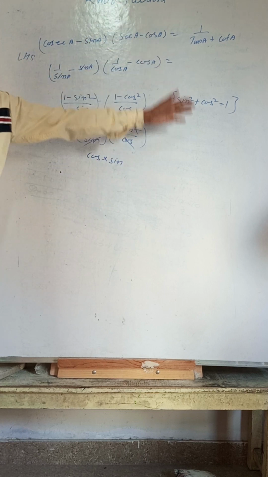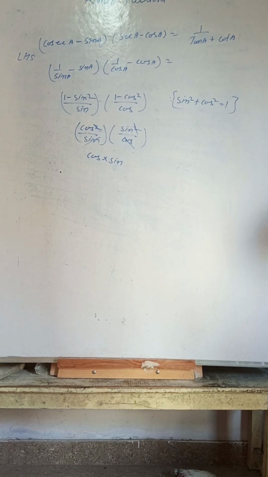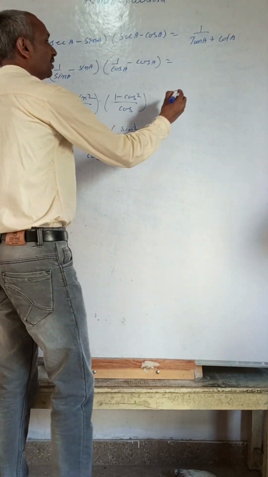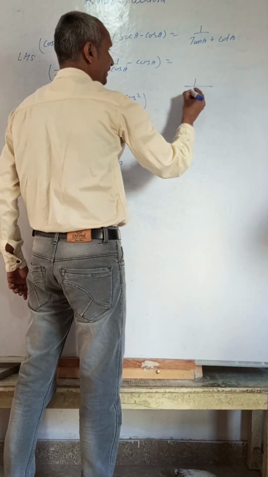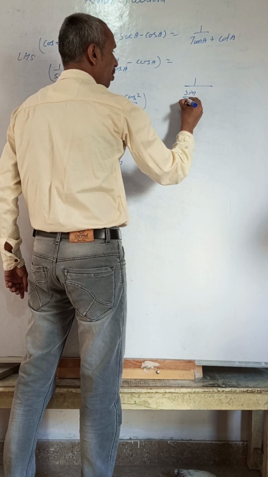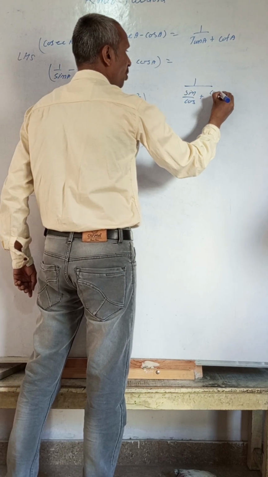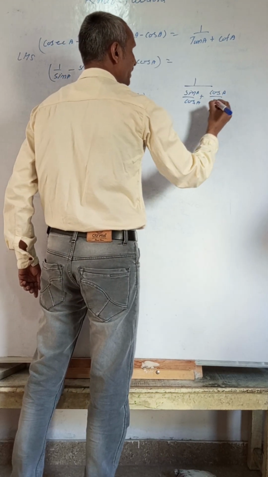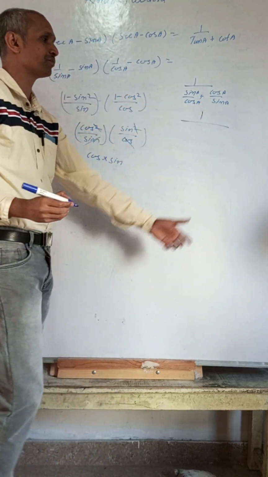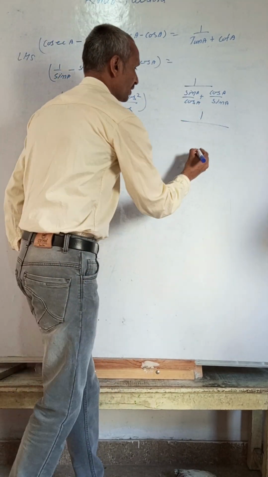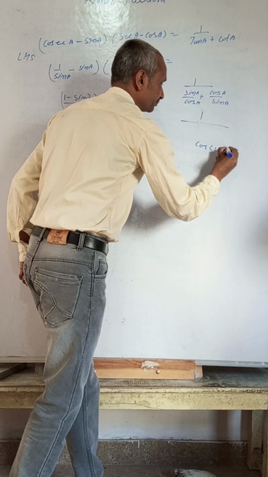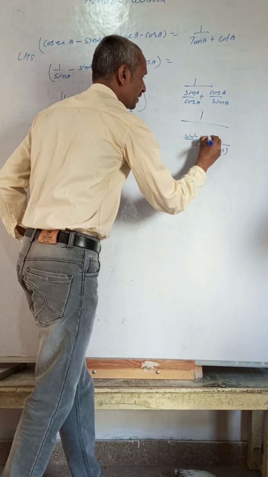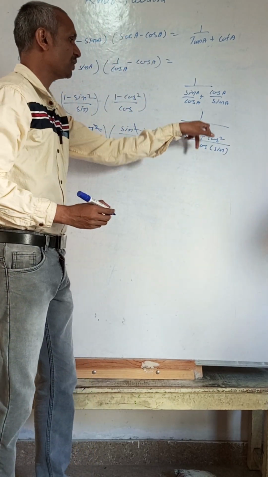Now we are coming to the RHS side. It is given 1 by (tan A plus cot A). So tan is sin by cos, plus cot is cos by sin, with A everywhere. Now taking the LCM, which is sin cos, we get sin square plus cos square.